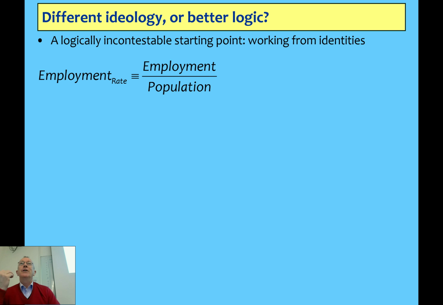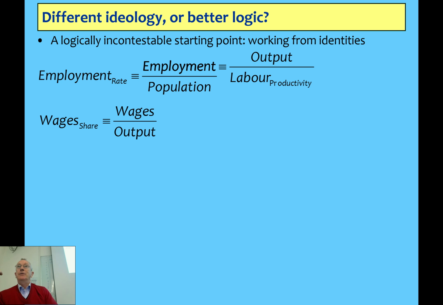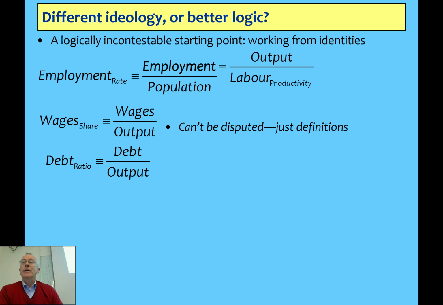The employment rate is employment divided by population, period. It's just a definition. And equally, I can extend the definition and say that employment is output divided by labour productivity. Do the same thing with the wages share of output. That's wages divided by output. And the debt ratio, of course, private debt is what I'm talking about here, the debt level divided by GDP. Now, you can't dispute those.